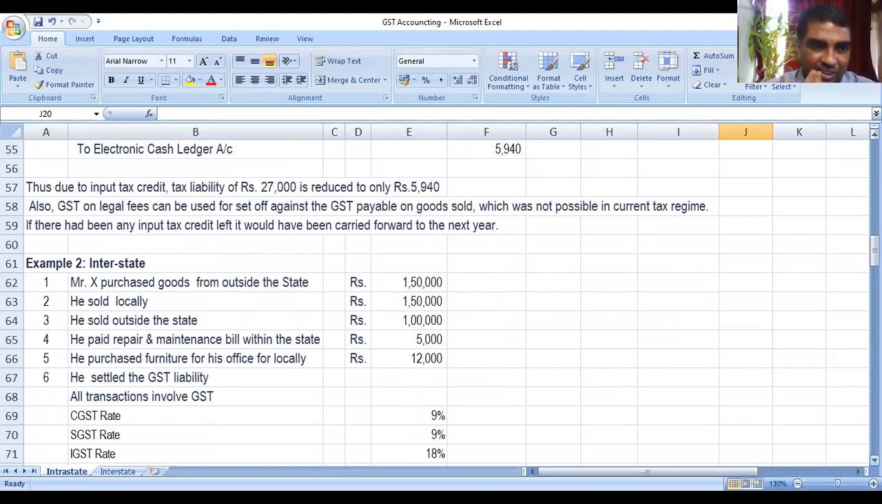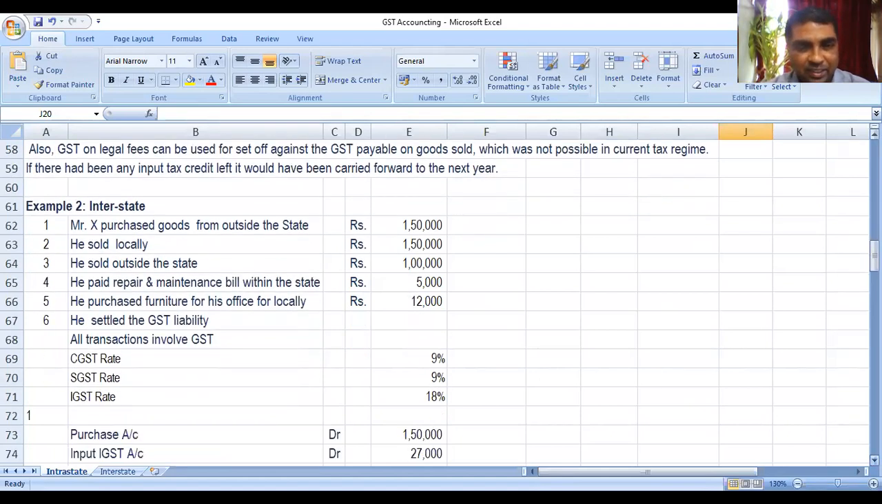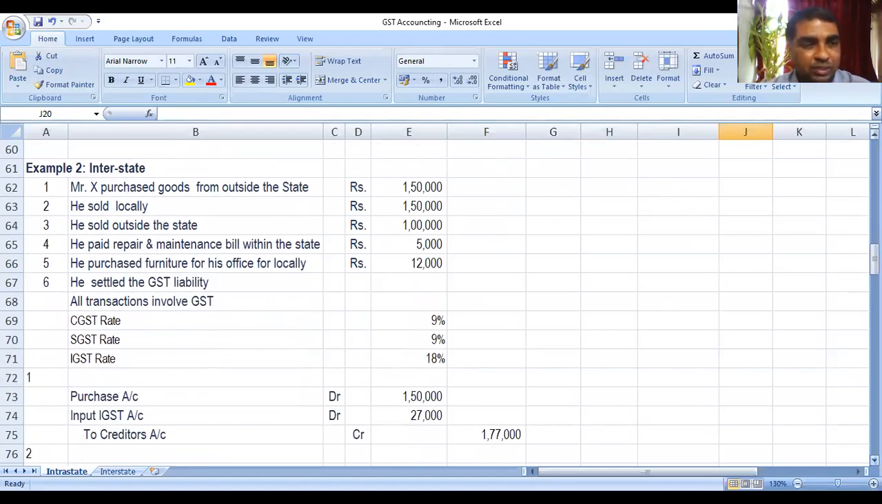Now I am introducing some interstate part. Here there is a purchase from outside the state, sales locally, then again a sale outside the state, but the repair and maintenance bill is paid locally within the state. Then a capital asset is purchased locally. Then finally we settle the GST liability. GST rates are assumed to be the normal rates: 9%, 9%, and 18% for CGST, SGST, and IGST respectively.